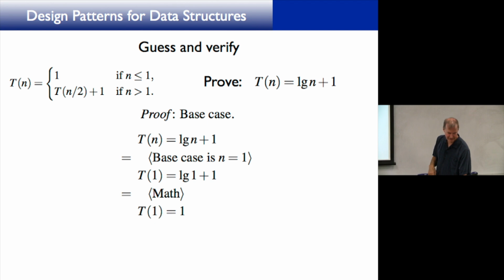And now what do we invoke? What's the reason now? Definition of t of n. So it says it's 1, so 1 equals 1. Is everybody good? All right, here comes the famous sentence.